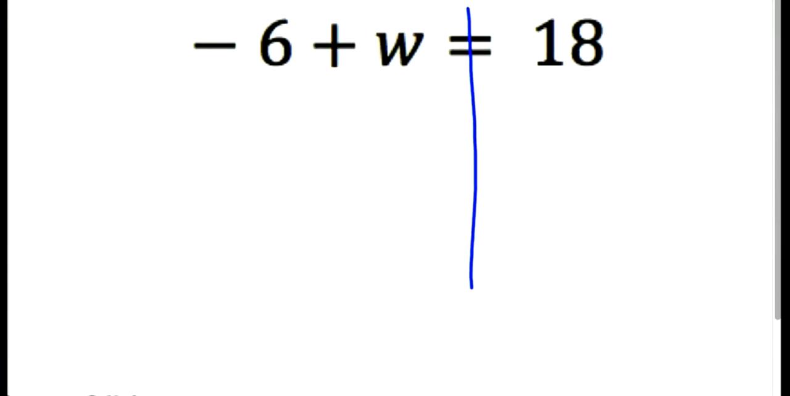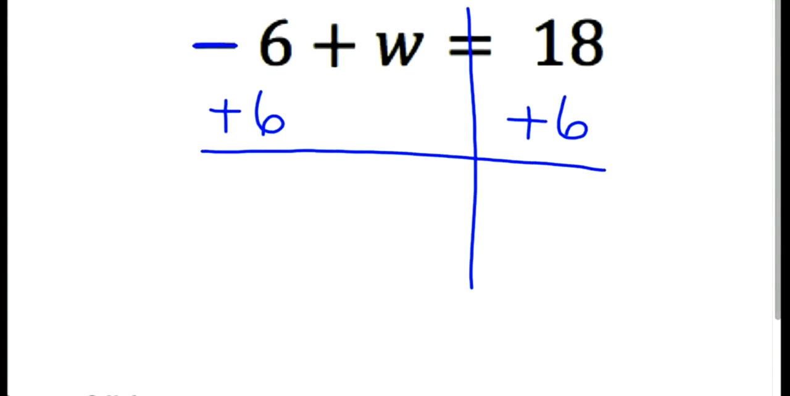Drawing a vertical line, the opposite of negative is positive 6. So I'm going to add 6 to both sides. Negative and positive 6 cancel out to leave me with w on the left. And 18 plus 6 is 24.